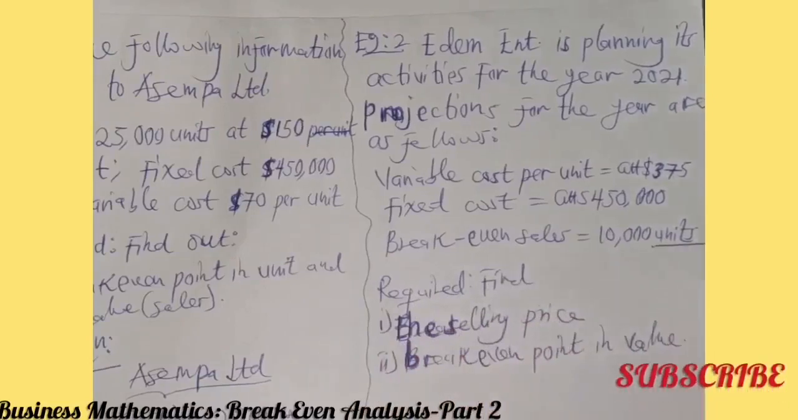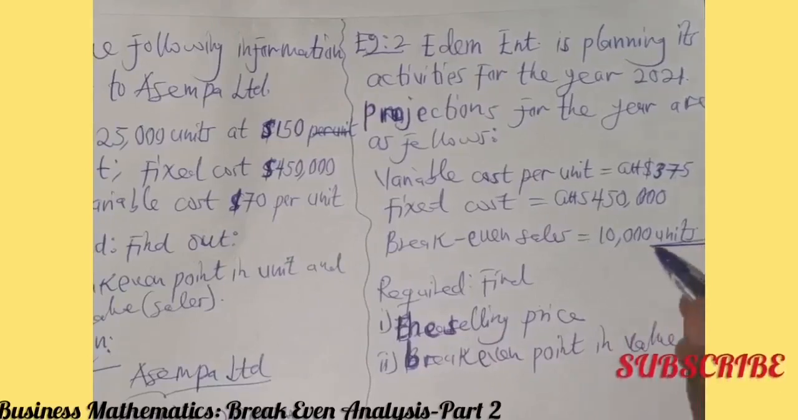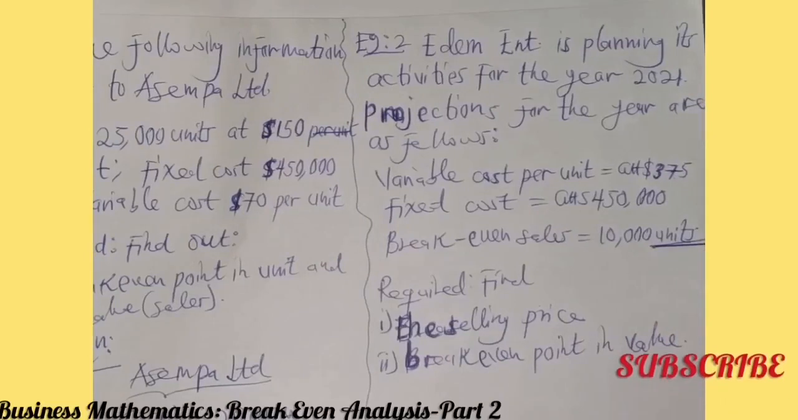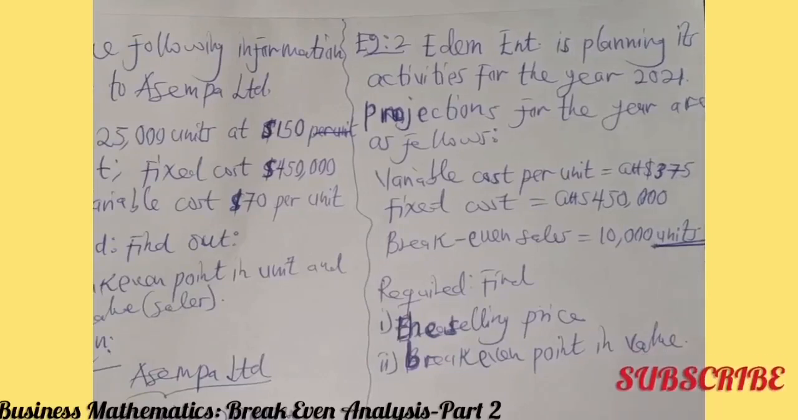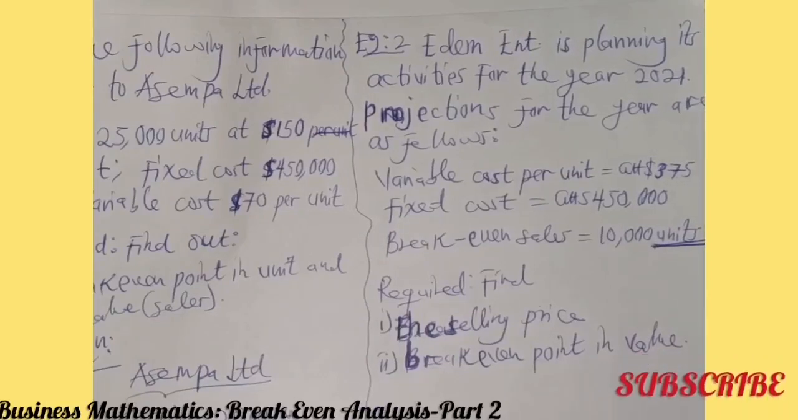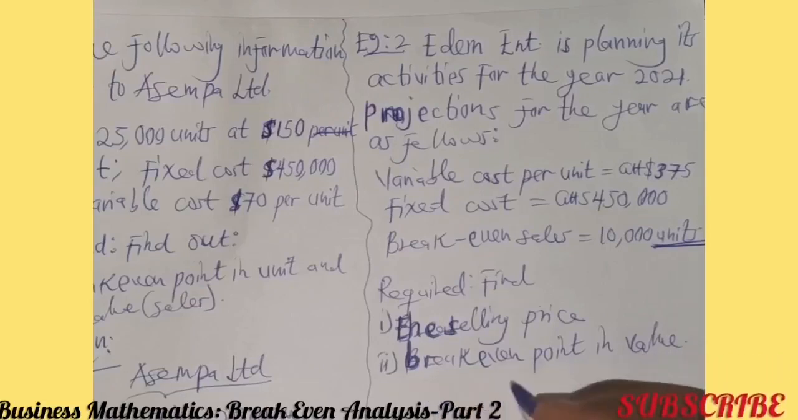Please note this. 10,000 in units. So meaning that this break-even sales is talking about the break-even point in terms of units. So you are giving the break-even point in terms of units, and you are asked to find the selling price. Find the selling price, so then break-even point in value. Sure, let's see.